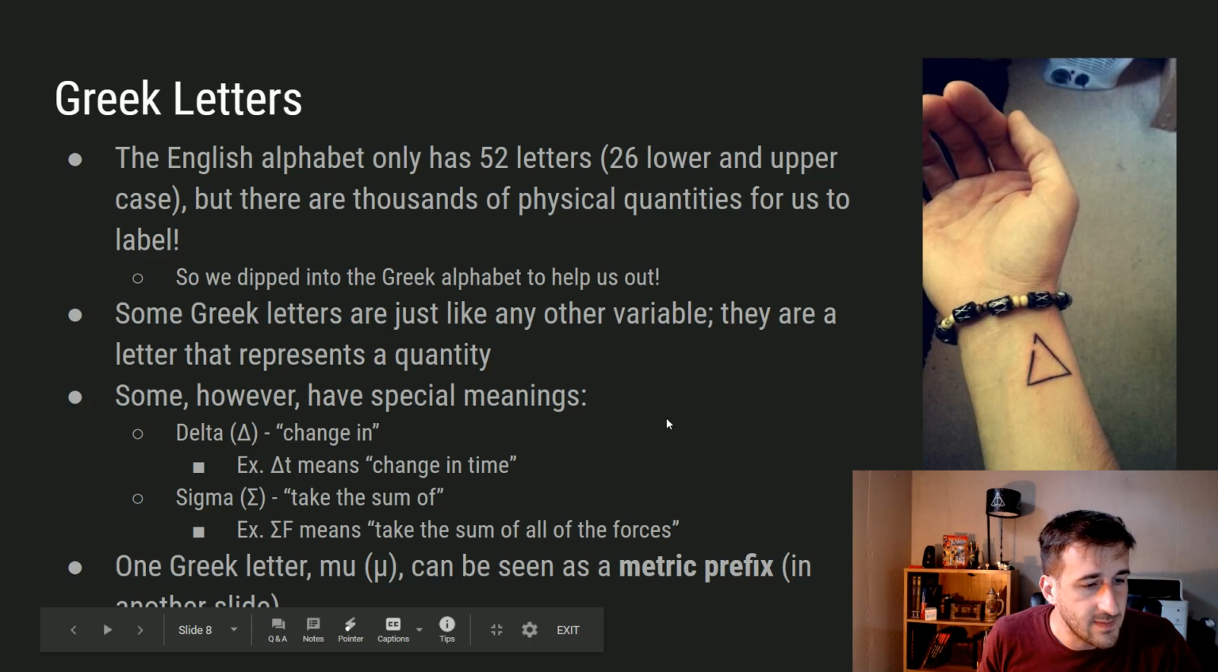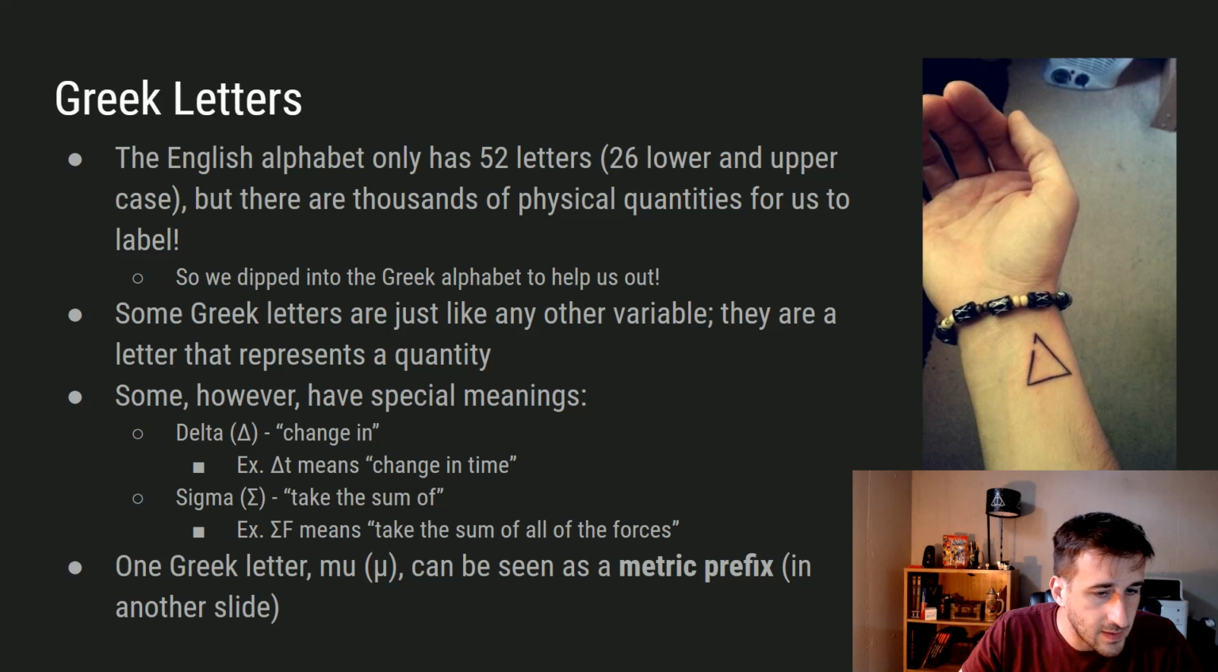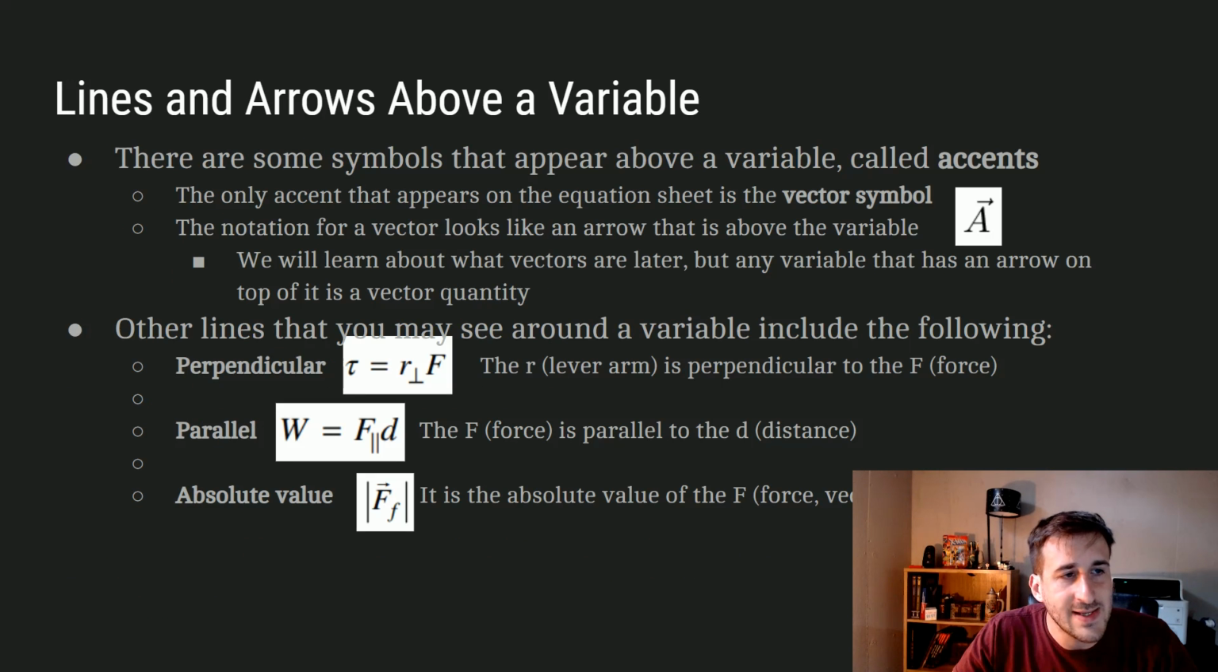One Greek letter, mu, can be seen as a metric prefix, and we're going to talk about metric units at a different time. But we can use metric prefixes that have letters that go on the end or in the front of units. Those lines and arrows above the variable mean that it is a vector. We're going to learn about that later, but basically it has direction. The perpendicular symbol just means we're only talking about the perpendicular part, or the parallel part for parallel, and absolute value, of course, means the absolute value.